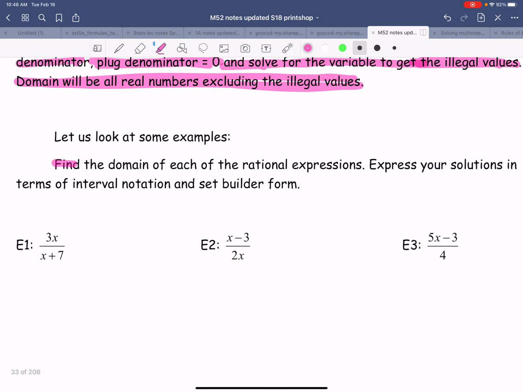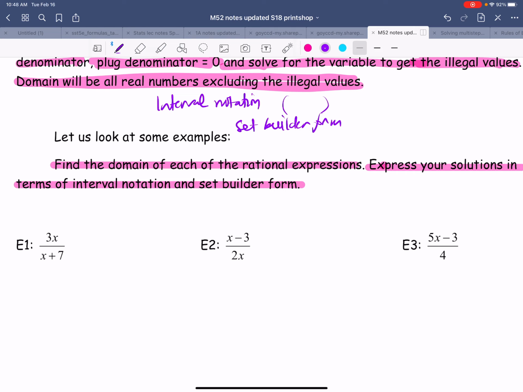Here are some examples. Find the domain of each rational expression. Express your solution in terms of interval notation and set builder form. Interval notation is when you're writing in terms of parentheses, and set builder form is where you say x is whatever, such that x cannot equal something. So that's how you express it in set builder form.